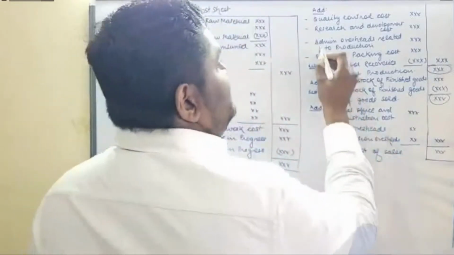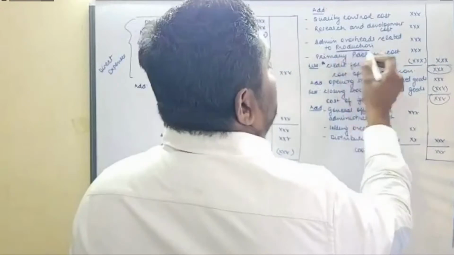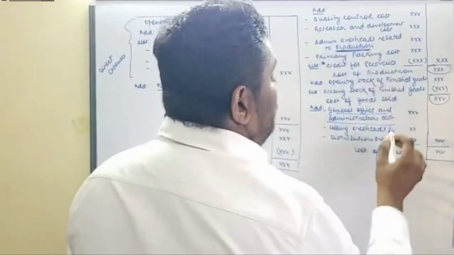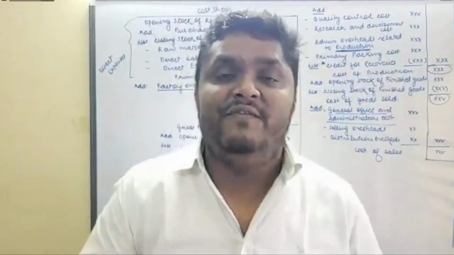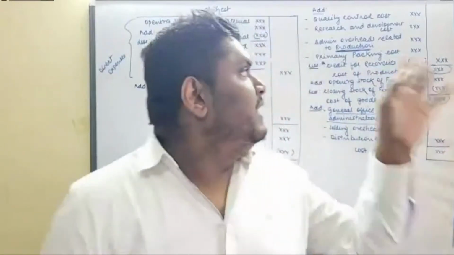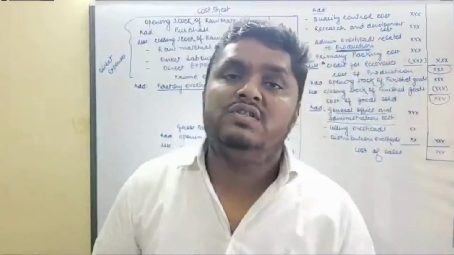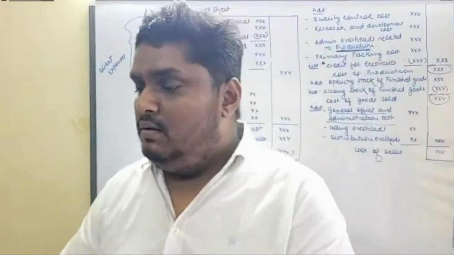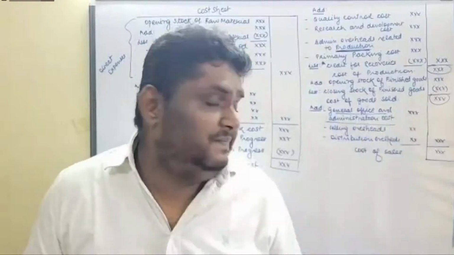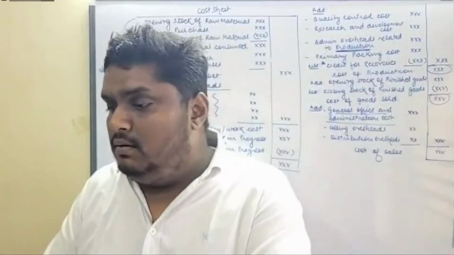This is administration overhead related to production, and this is general administration and office overhead. So that is the difference. If the administration overheads are incurred related to production, they will form part of cost of production. Free samples will form part of selling overheads.